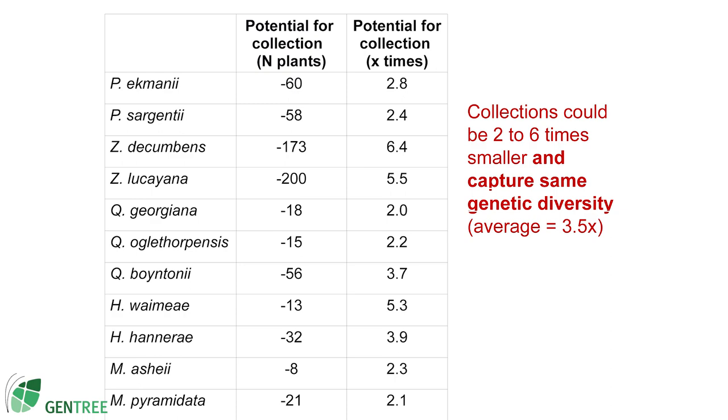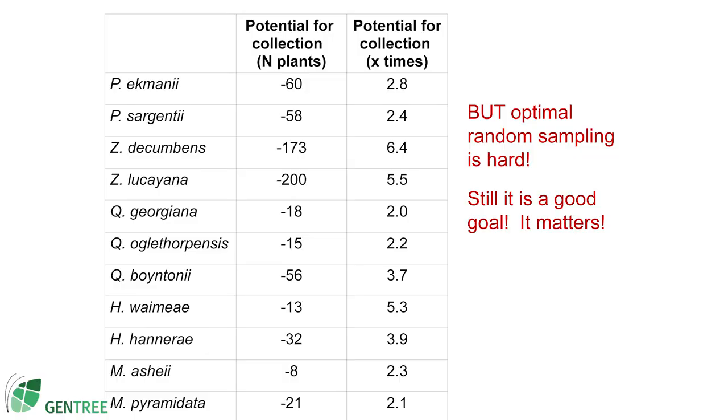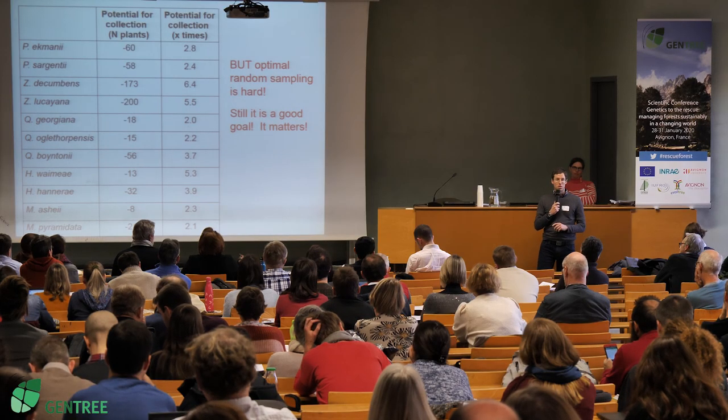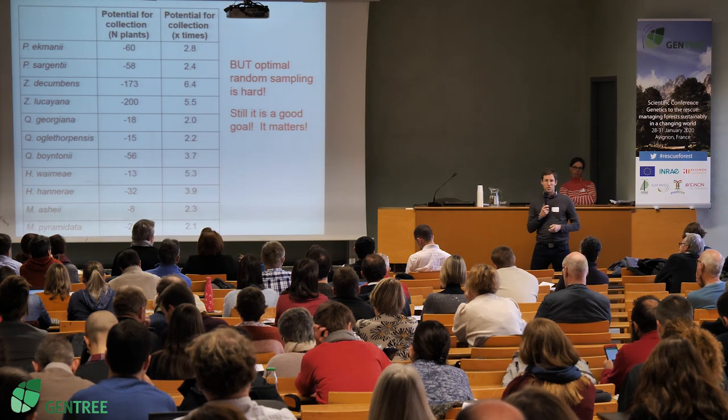We could increase the amount of genetic diversity or reduce the collection size without any change in the effort we put towards conservation. But of course, optimal sampling is really hard. Hopefully these results will motivate seed collectors to be thinking about visiting all the populations and getting as much representative sample as possible.